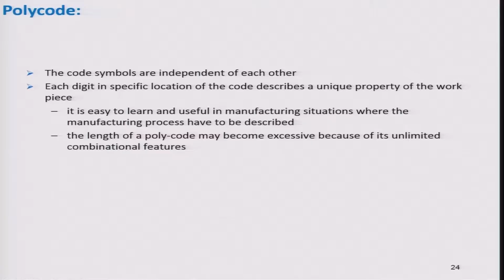Another type of code is polycode. These code symbols are independent of each other, so the advantage of this code is that it is independent. Each digit in a specific location of the code describes a unique property of the workpiece, and it is very easy to learn and useful in manufacturing situations. Even a foreman can understand the meaning of the code.